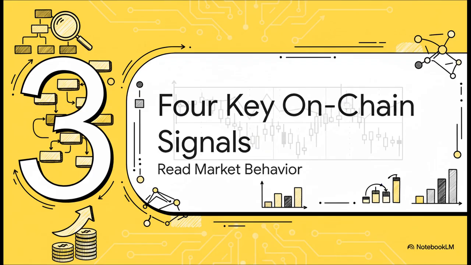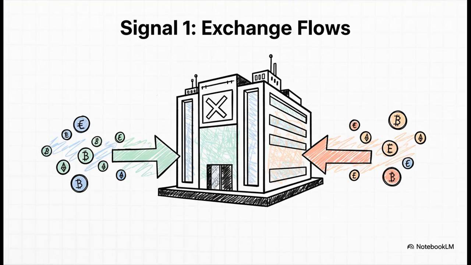All right, so now that we know what it is, let's get practical. Let's make this useful. We're going to walk you through 4 of the most powerful and honestly pretty accessible on-chain signals. These are the core metrics you can start using literally today to get a much clearer picture of what's going on. First up, let's start with one of the most straightforward and important signals out there, exchange flows.